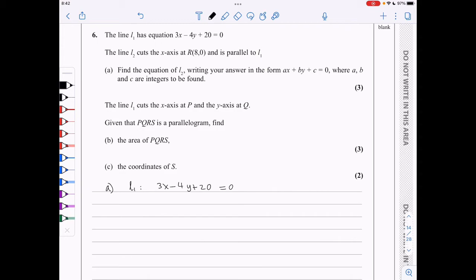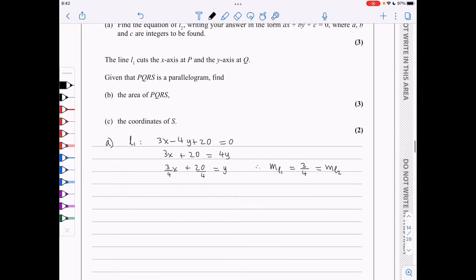So I will start by making y the subject of this formula. 3x plus 20 is equal to 4y. So 3 over 4 x plus 20 over 4 is equal to y. And therefore the gradient of L1 is 3 over 4. And this is equal to the gradient of L2 because the two lines are parallel.